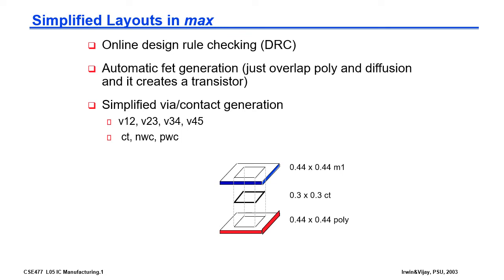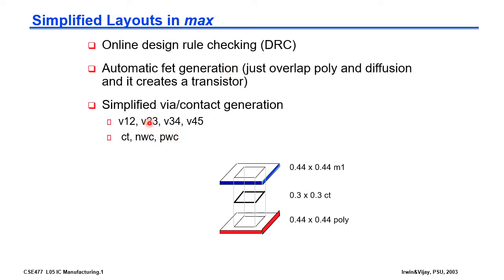And then this one, online design rule checking. In your lab, you should see that you have a DRC, the design rule checking. And this one is an automatic transistor generation. So you just need to overlap. If you want to create a transistor, you just need to overlap the polysilicon and diffusion layer, right? To generate a transistor.